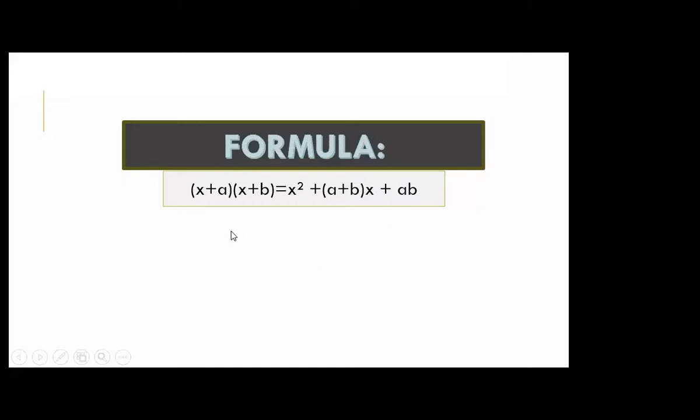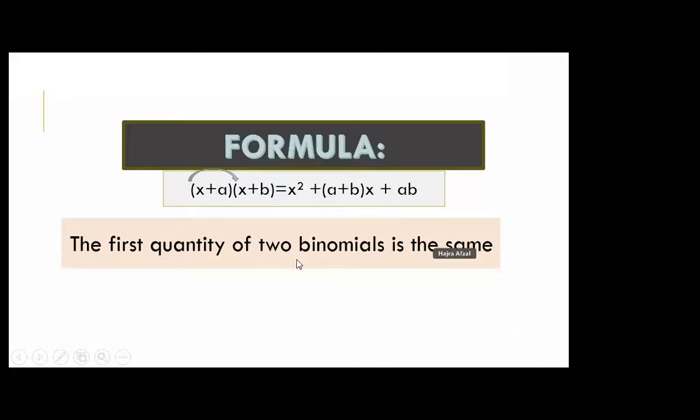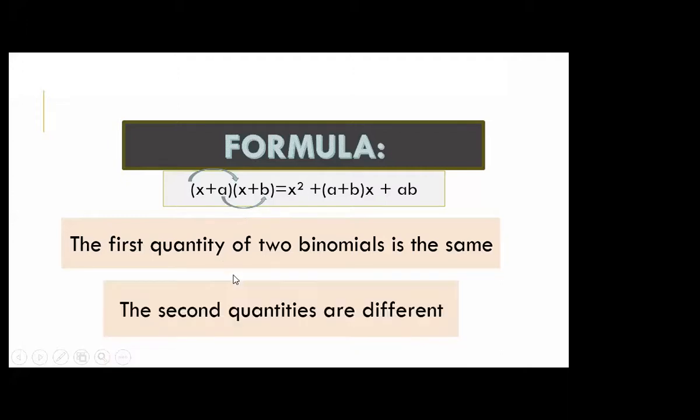Condition number 1: the first term must be the same. Here in these two brackets you can see that the first term is x. That means the first quantity of the two binomials is the same. First quantity must be same. What about the second condition? The second quantity must be different. Here the first quantity is x, and the second quantities are a and b. That means the second quantity must be different.